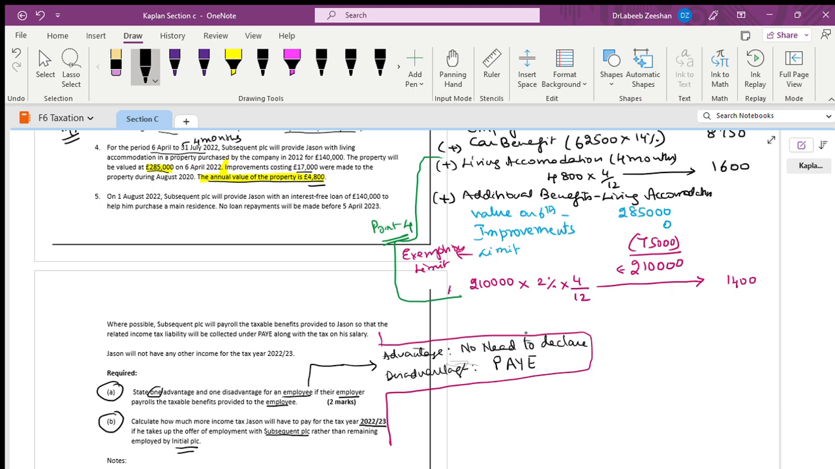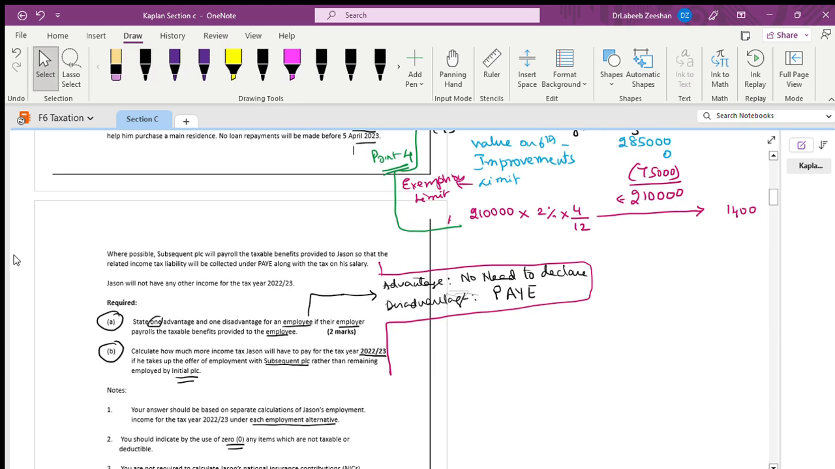Now, fine. What is the next one? One by one. On August 1st, 2022, the company provided an interest-free loan of 140,000 to him to purchase a main residence. No loan repayments will be made before 2023. Where possible, the company will payroll the tax so that the related income tax will be collected. Jason will not have any other income.